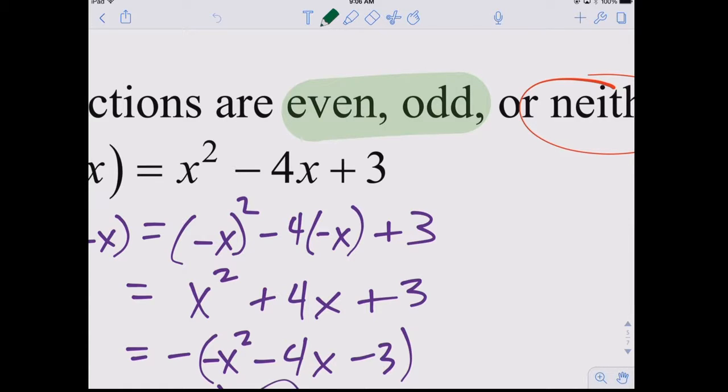Not 360 degrees, right? Because any graph, if you spin it 360 degrees, might be a little dizzy, but it should be the same, right?